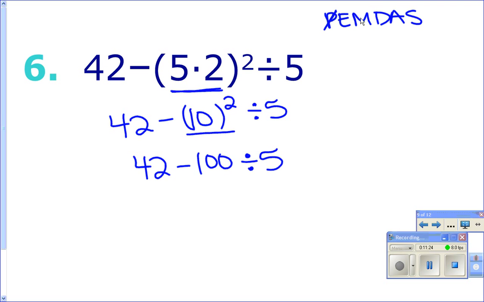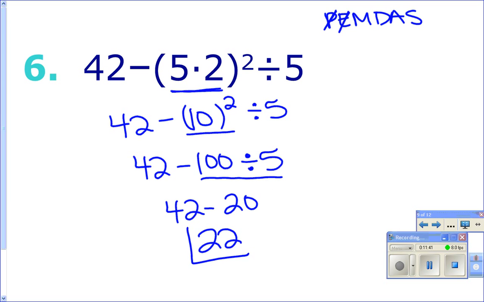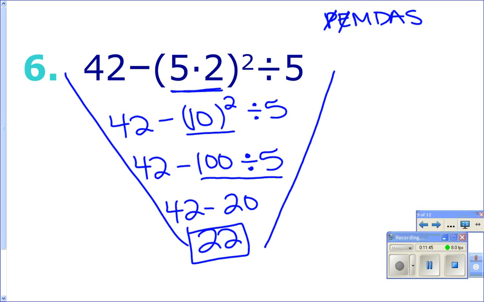Okay, so our exponents are gone. Now we have multiplication or division. We have division here. 100 divided by 5 is 20. Bring down the 42 minus 20. 42 minus 20 is 22, which is the answer. Check your work. If you missed it, copy the correct way down.